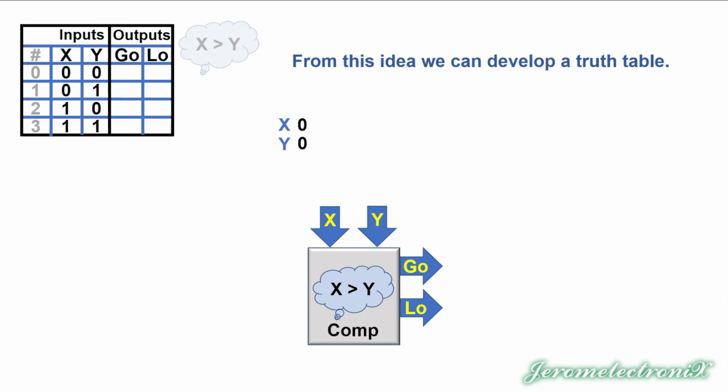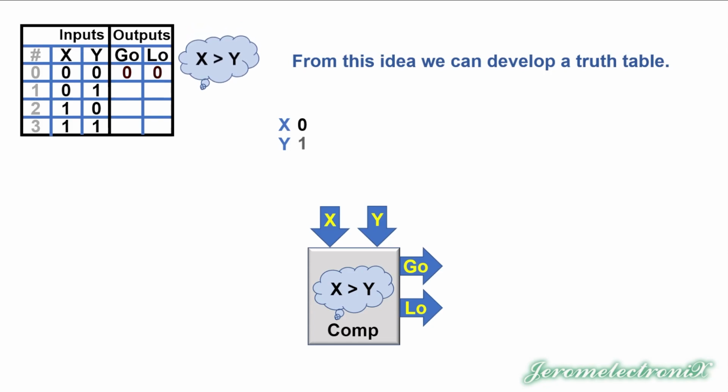Then what we're going to do is we're going to get that thought that we have for the box. And we're going to ask the question, for row 0, is X greater than Y? If it was, we'd put a 1 in GO, right? And so X is not greater than Y in this instance, and so GO is 0. And then we kind of think, well, is it less than Y? Is X greater than Y? False. And so if that's not true either, we would put a 0 into the LO column for row 0.